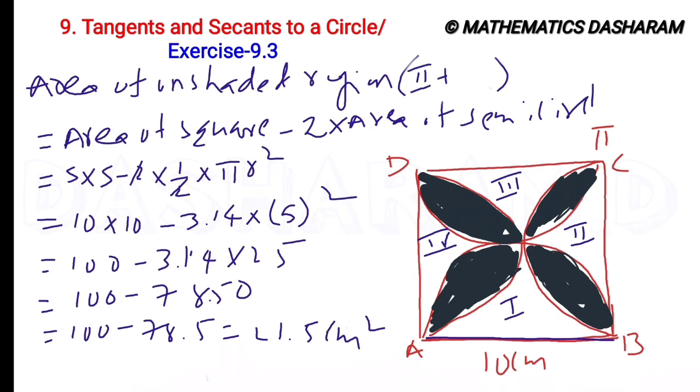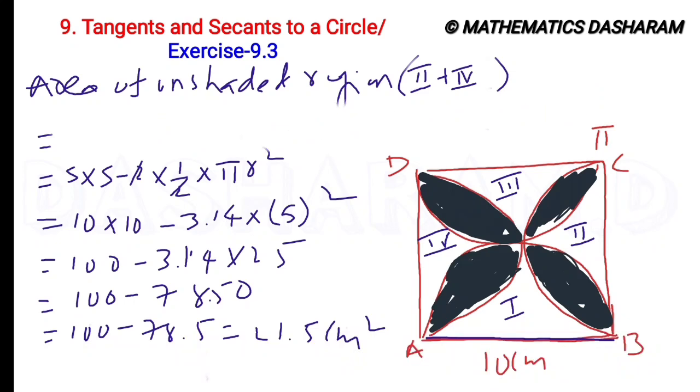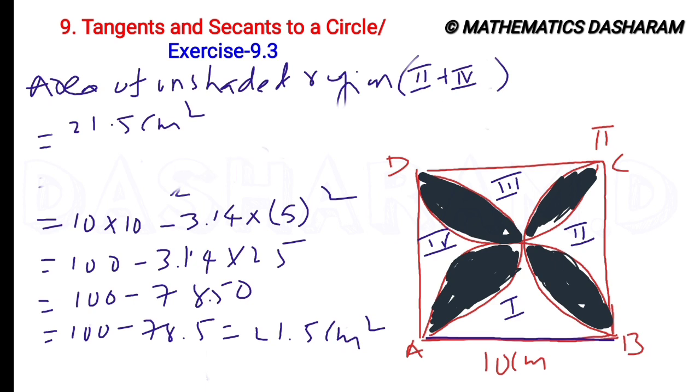2 and 4. Okay, so what is the area of an unshaded region 2 and 4? Same 21.5 centimeter square, because the measurements are same. Side is 10 centimeter, diameter also 10 centimeter. So we will get same answer for area of unshaded region 2 and 4.